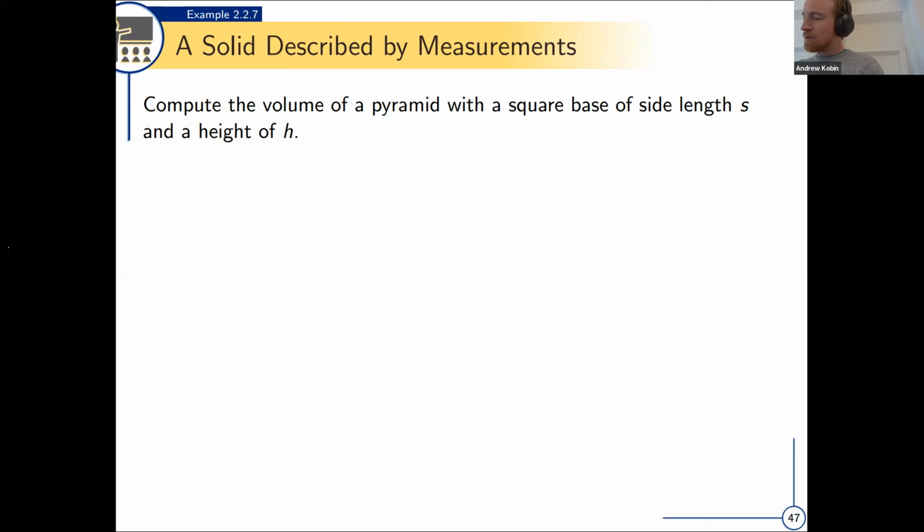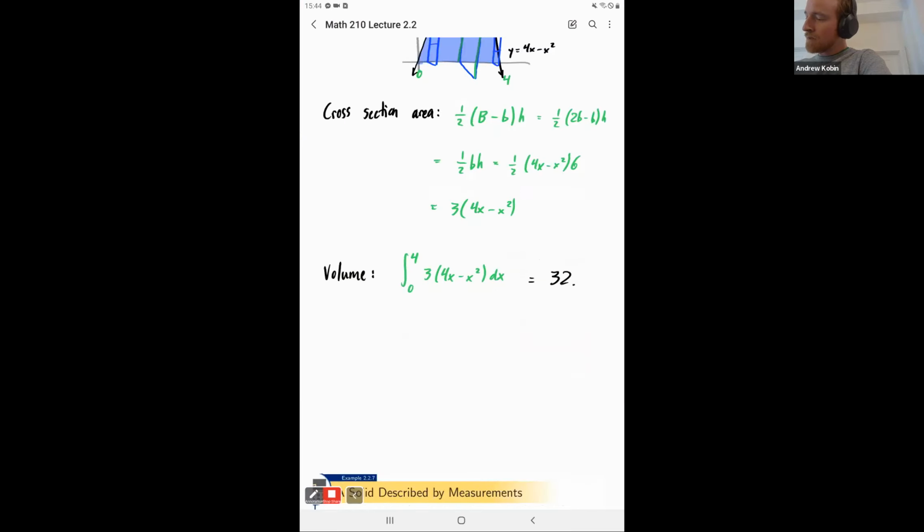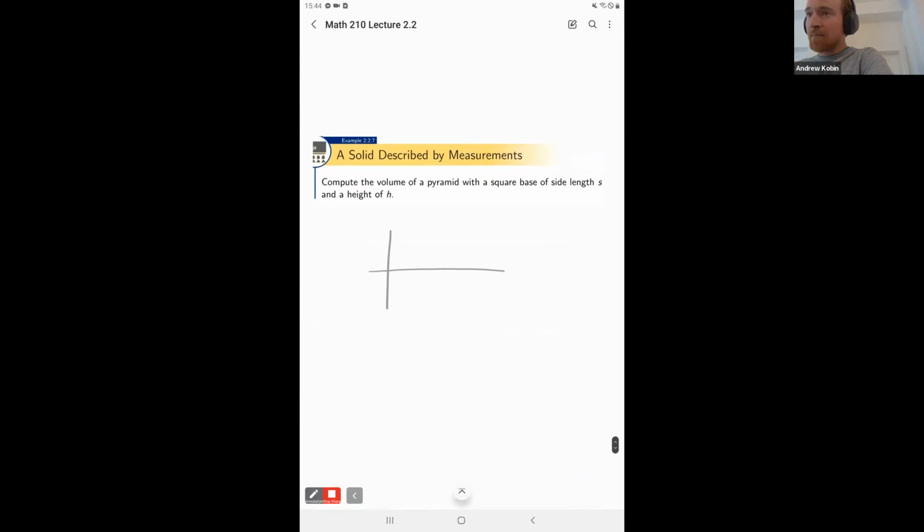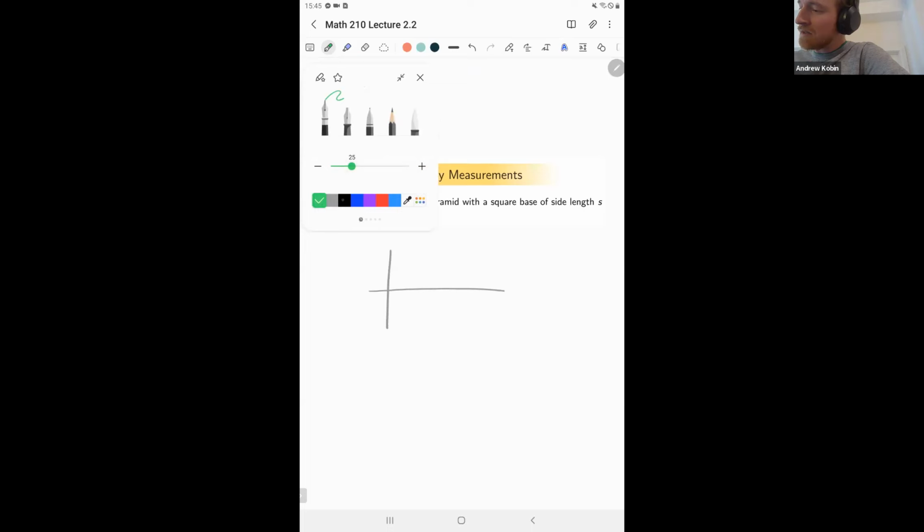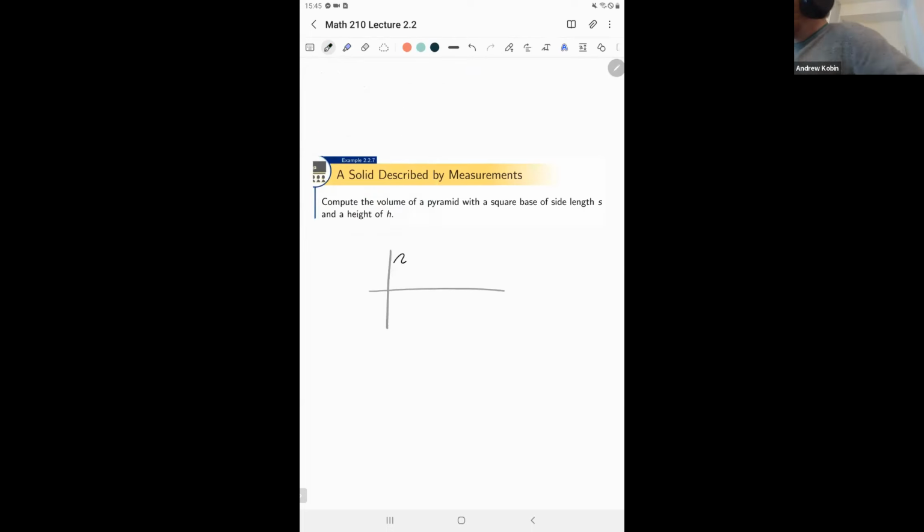And again, I'm not going to completely solve this for you, but let's try to put ourselves into a situation where we can use our cross-sectional area approach. So if I have a pyramid, if you go back and look at one of the earlier slides in this lecture, you'll see the pyramid sliced. The way we sliced it is we laid it parallel to the x-axis. I'm going to draw it like this.